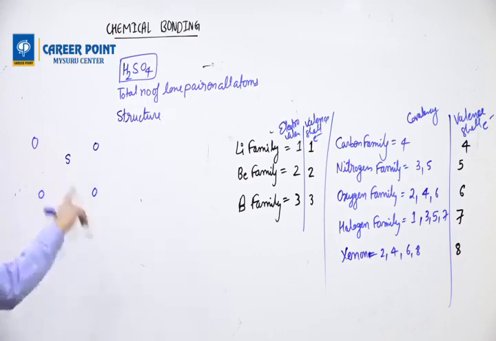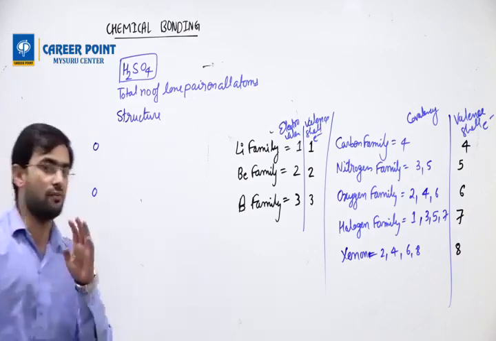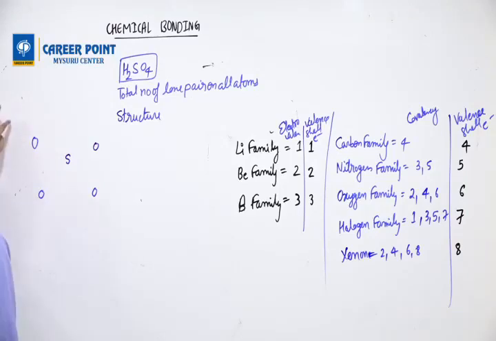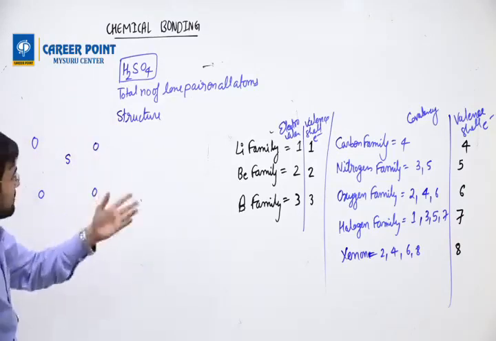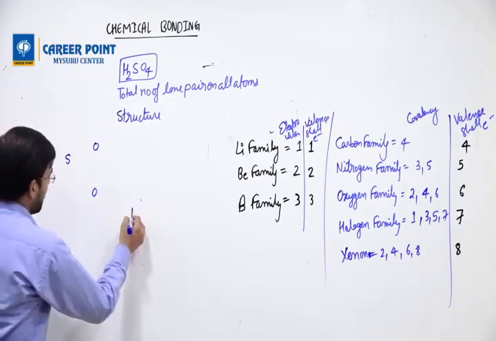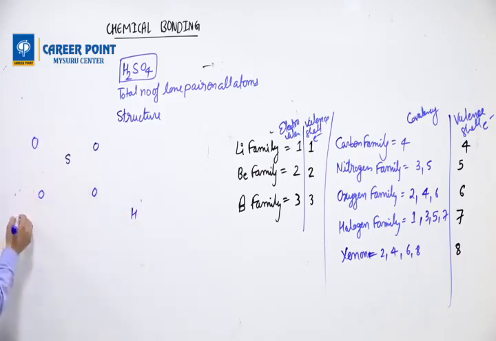Then I got how many hydrogen? I got only 2 hydrogen. I don't have 4 hydrogen, so I can't give hydrogen on all sides. I can give hydrogen on 2 oxygen sides. This side, that side, it doesn't matter.